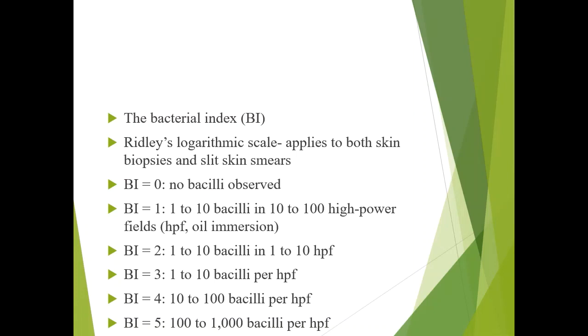Bacterial indices. The Ridley's logarithmic scale applies to both skin biopsies and slit skin smears. Based on this, when there are no bacilli, we give bacterial index 0, and 1 when there are 1 to 10 bacilli in 100 high power fields. Bacterial index 2, 3, 4, 5 goes on as 1 to 10 bacilli in 10 high power fields, 1 to 10 per high power field, 10 to 100 bacilli per high power field, or 100 to 1000 bacilli per high power field.